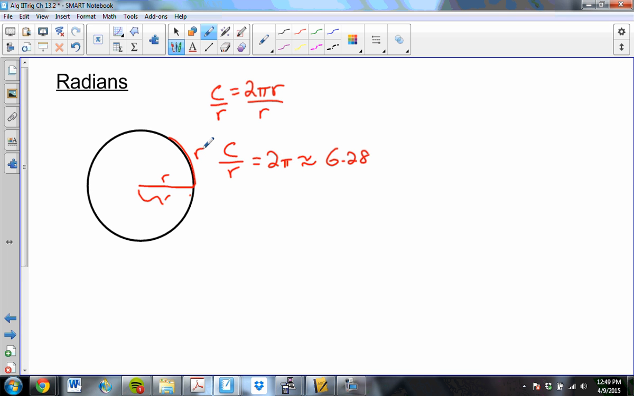Okay, let me rephrase this. Here's the radius of a circle. If I take that radius and travel that far along the circle, and I measure the angle that that makes, that is called 1 radian.